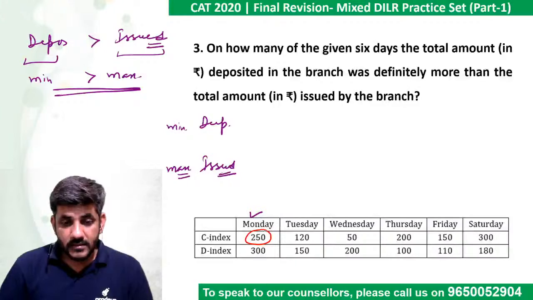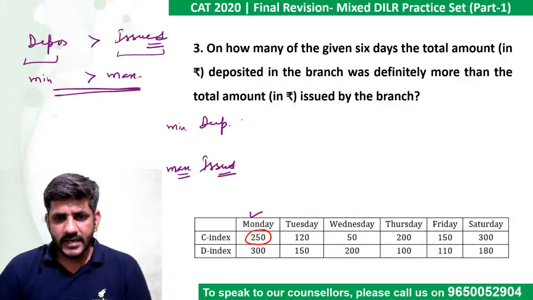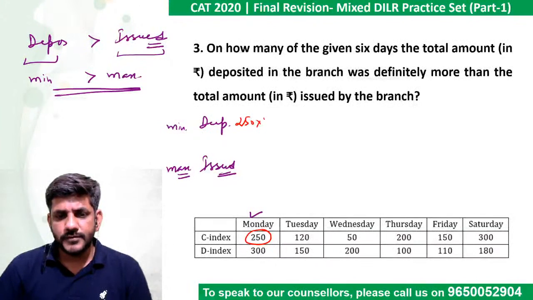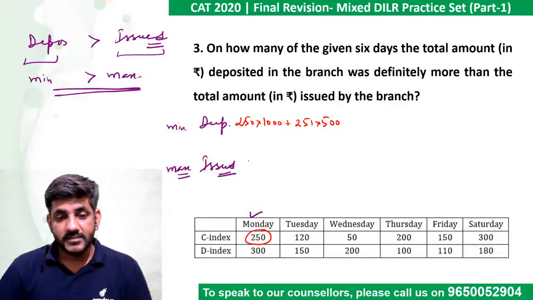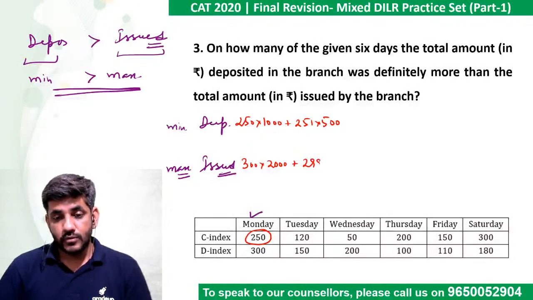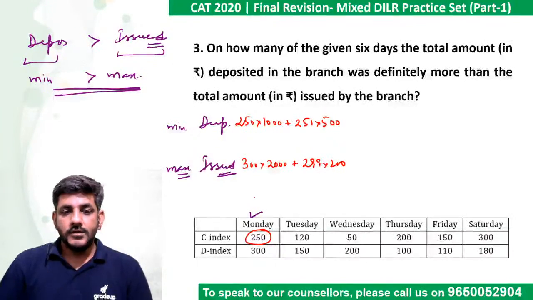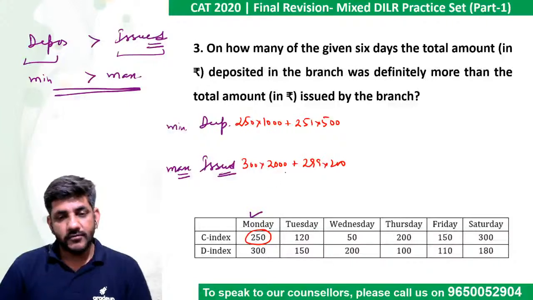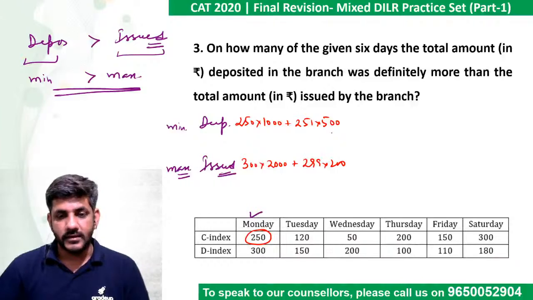250 is the minimum number of notes of any of them, right? तो minimum amount would be there when we have 250 notes of 1000 and 251 notes of 500, right? और maximum issued कब होगा? This 300 is maximum. So maximum is when we have 300 notes of 2000 and 299 notes of 200. 250 of 1000 and 251 of 500 और यहां पे 300 of 2000 and 299 of 200.